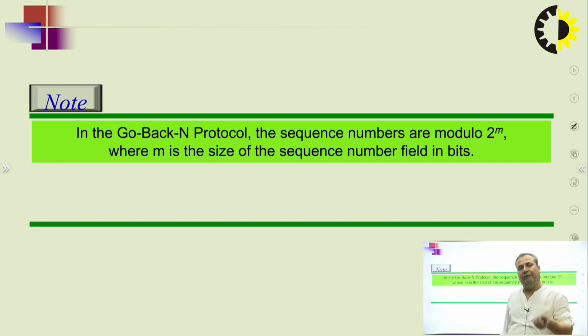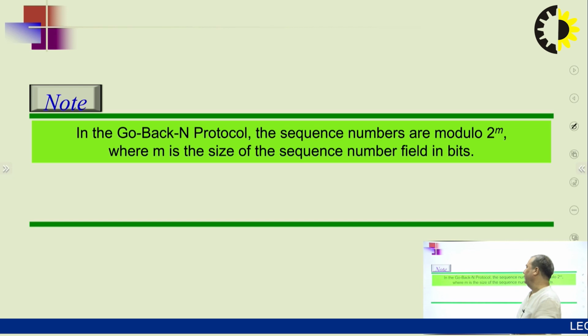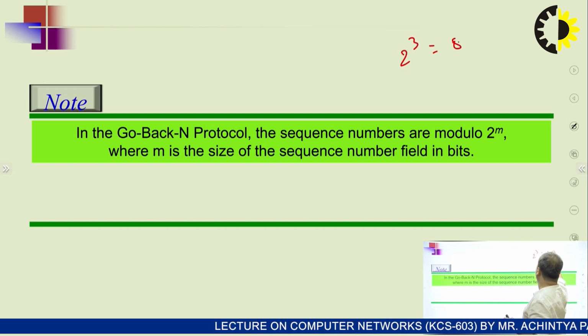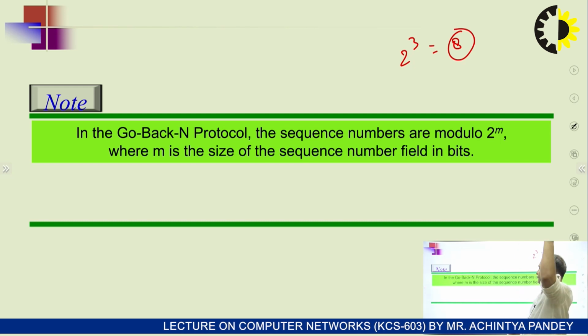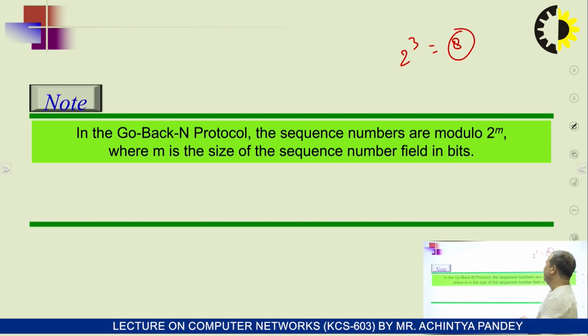Now this sliding window protocol is categorized into two categories. One is Go-Back-N ARQ and the second is Selective Repeat ARQ. In Go-Back-N protocol, the sequence numbers are modulo 2^m, where m is the size of the sequence number in bits. Suppose the size of the sequence number is 3; then there could be 2^3, meaning 8, total sequence numbers generated.